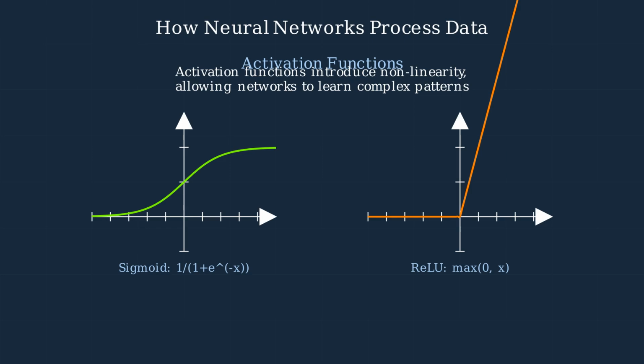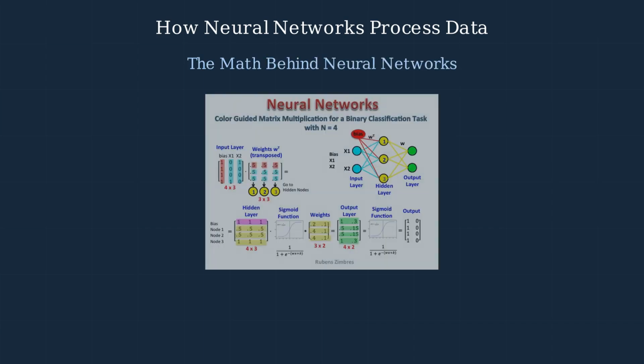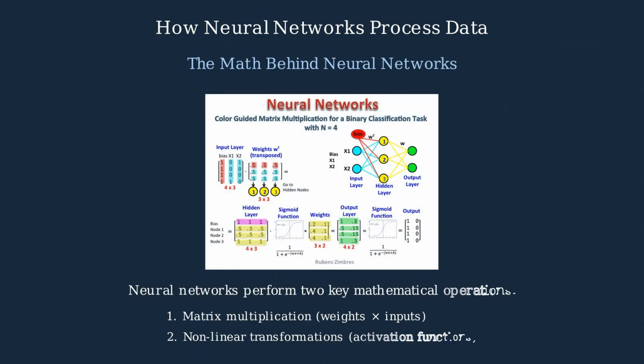positive, otherwise 0. At its core, neural network processing consists of matrix multiplications and nonlinear transformations. The network multiplies input values by weight matrices, adds bias terms, and applies activation functions to transform data into increasingly abstract representations.